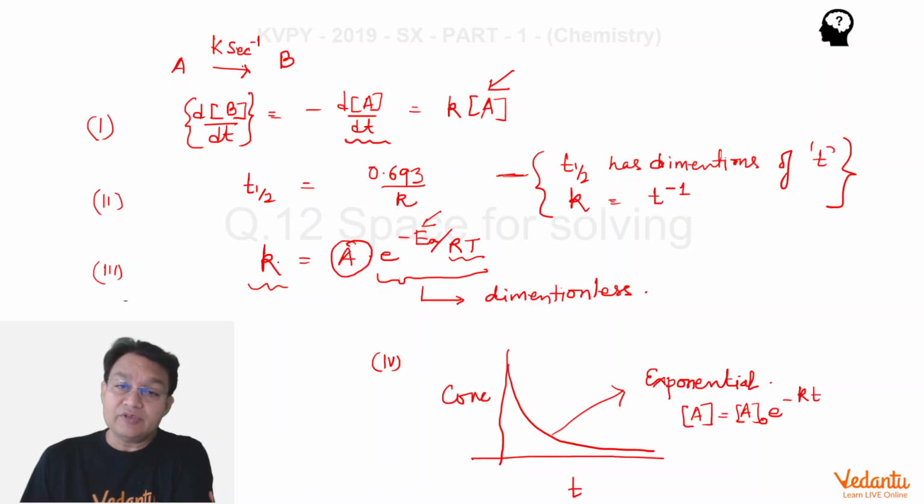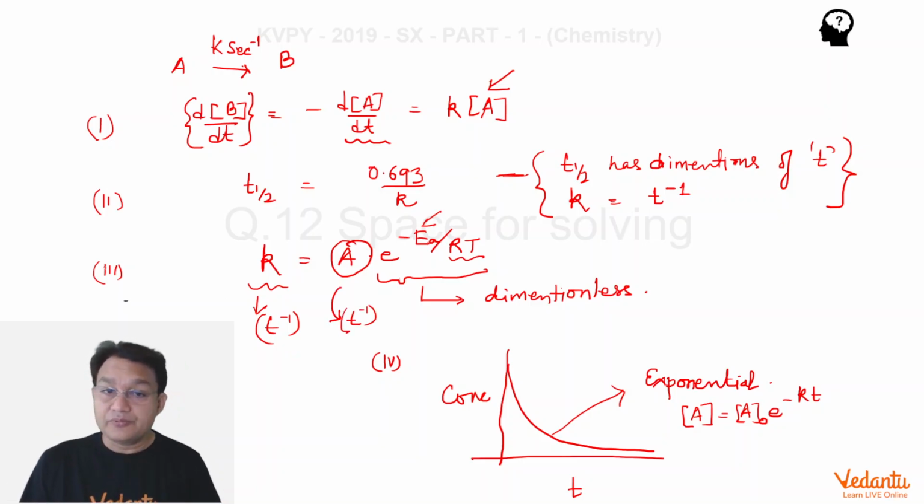So whatever is the dimension of k will be the dimension of A, and k here has the dimension of time inverse. So the dimension of A should also be what? Time inverse. As simple as that. So option 3 is the correct option.